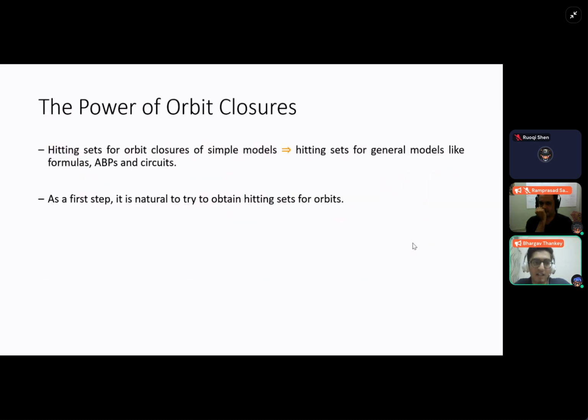So to summarize, hitting sets for orbit closures of simple models imply hitting sets for general models like formulas, ABPs, and circuits. So as a first step towards designing hitting sets for general models, it makes sense and it is natural to try to obtain hitting sets for orbits. Now, there are other motivations to study hitting sets for orbits of circuit classes as well, and I talk about those in the full version of the talk. So now let me move on to our results.